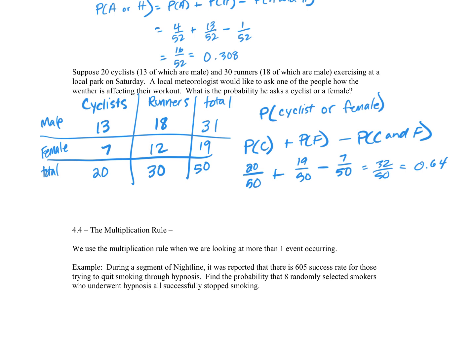What is the complement of cyclist or female? Runners and male runners. It's anybody who's not a cyclist and not a female, which in this particular case would be only male runners.